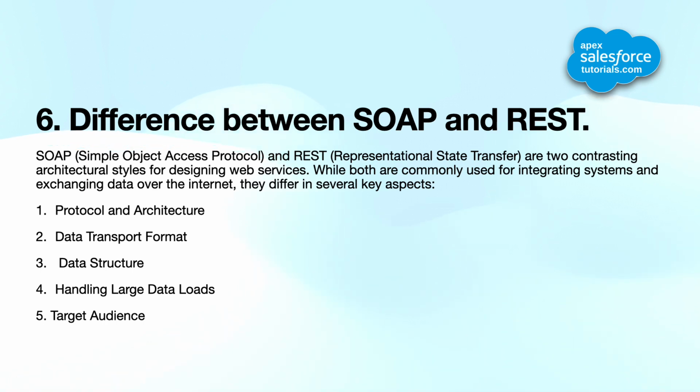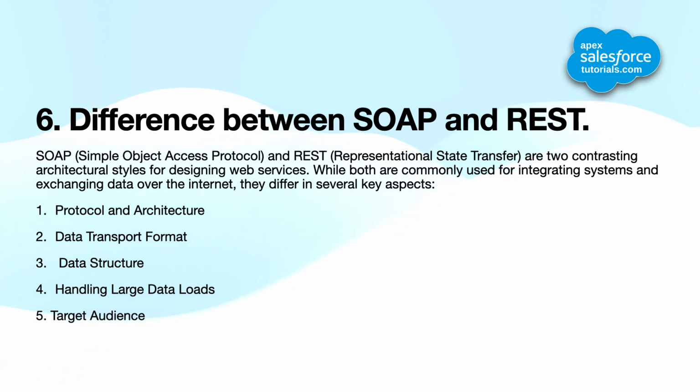1. Protocol and architecture. SOAP API relies on the SOAP protocol for message exchange, which typically uses XML for data formatting. It follows a strict protocol with predefined rules for message structure and communication. REST API, on the other hand, is based on the REST architectural style, which uses standard HTTP methods like GET, POST, PUT, and DELETE for data manipulation. It leverages the simplicity and flexibility of the HTTP protocol.